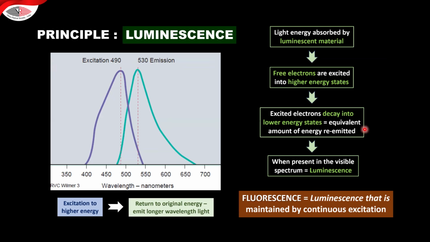So basically, it's based on the principle of luminescence. When light energy is absorbed by a luminescent material, free electrons are excited into a high energy state. And once these electrons decay into the lower energy states, equivalent energy is re-emitted. And when this energy is present in the visible spectrum, it's called luminescence.